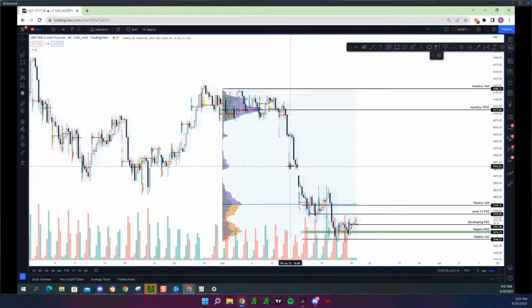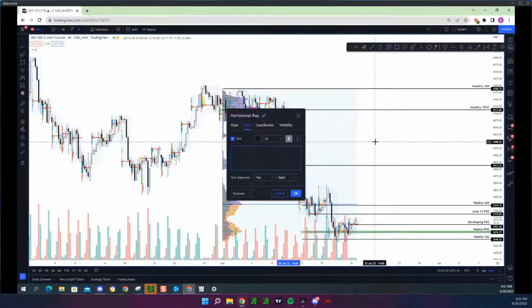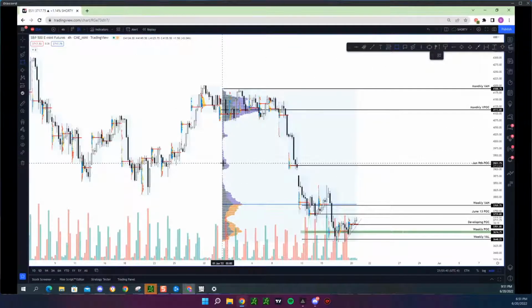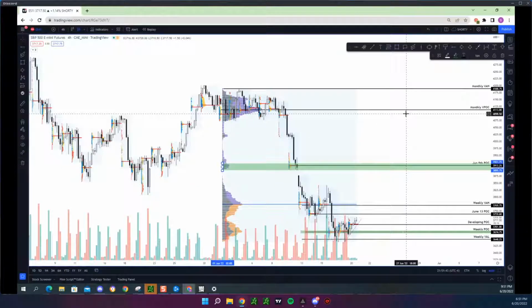And then we'll mark this level here. We'll just adjust it. And this will be January 9th POC. So we know. But we'll grab it off of the 30 minutes time frame, because here you have a pretty nice little supply area.